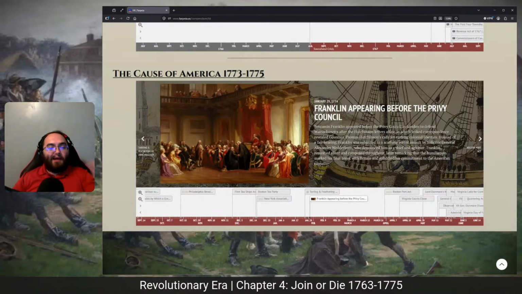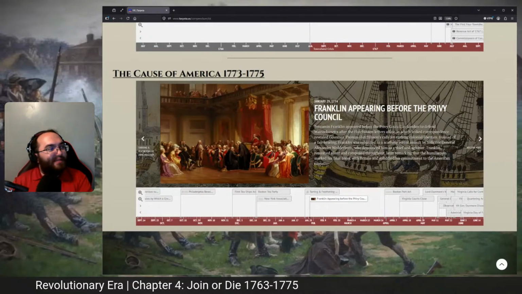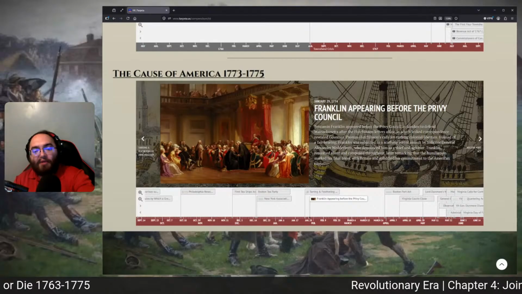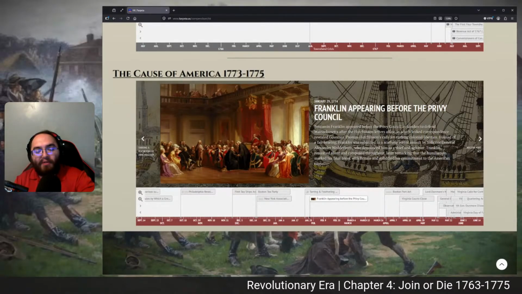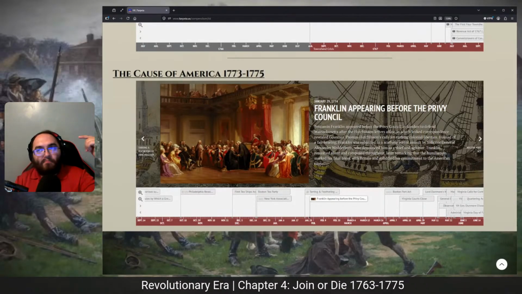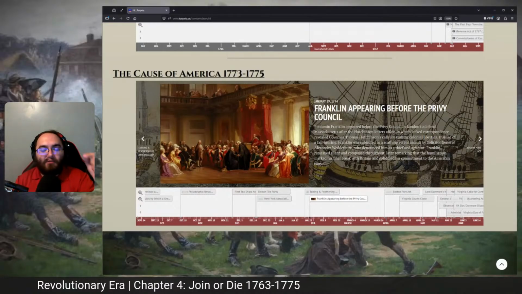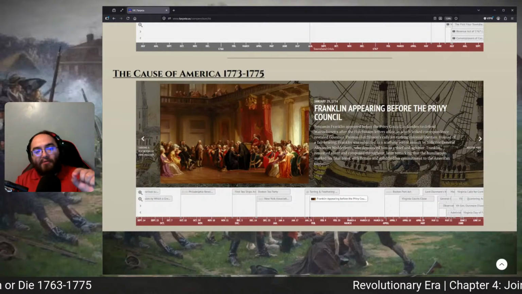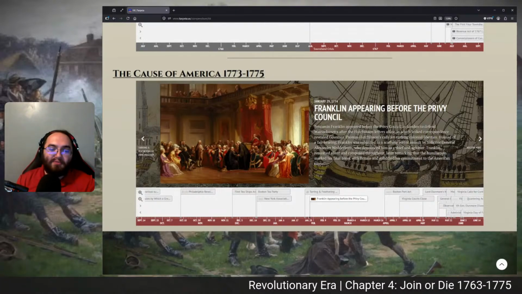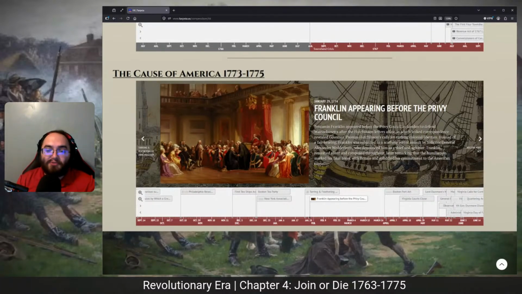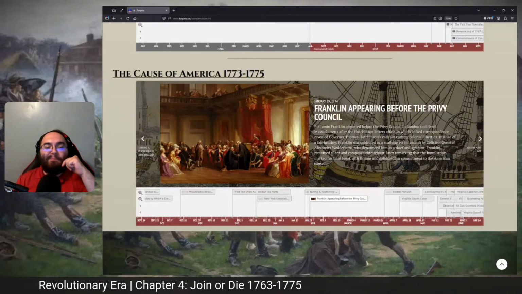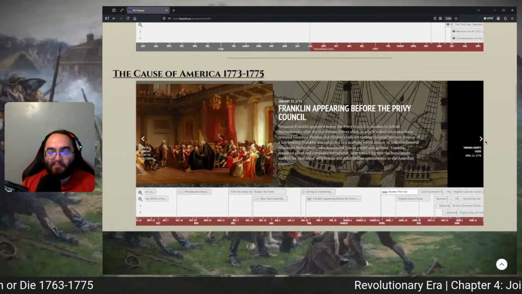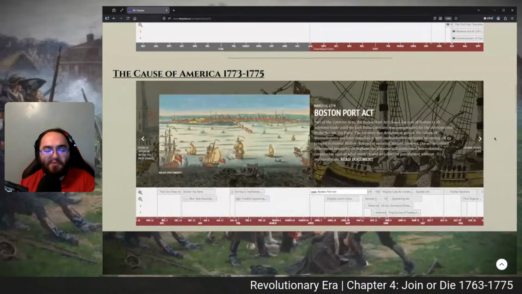So, again, how this event is taught is that the Boston Tea Party happens, and then Franklin is in front of the Privy Council, and people think that the Privy Council was yelling at Franklin for the Boston Tea Party, when in reality, it was for the Thomas Hutchinson letters affair. So that's just clearing up the historical record, at least the popular history.